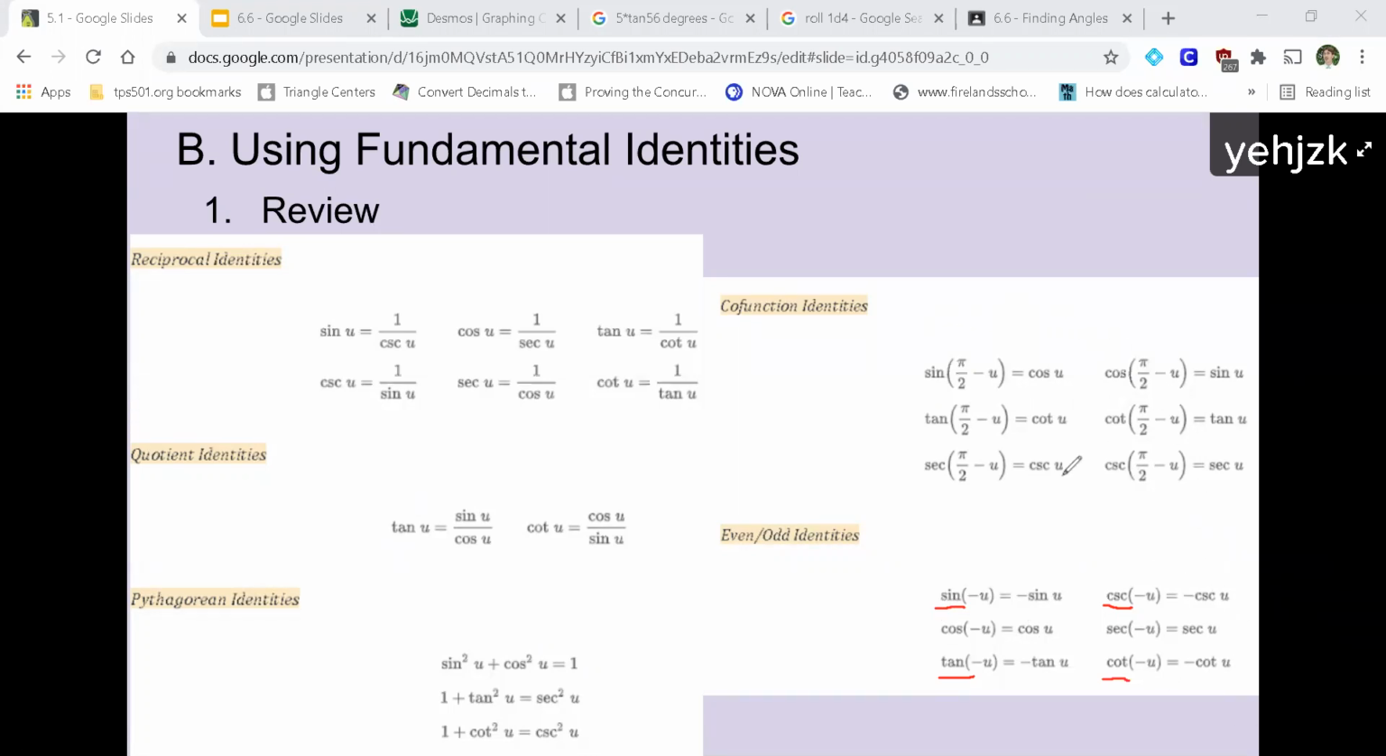And to be honest, if you see a pi over 2 in your problem, then you'll probably use a cofunction identity. It'll be pretty clear to you then that that's what you have to do. And if you have a negative angle inside any of your trig functions, that's a strong hint that you're going to use its corresponding even and odd identity.